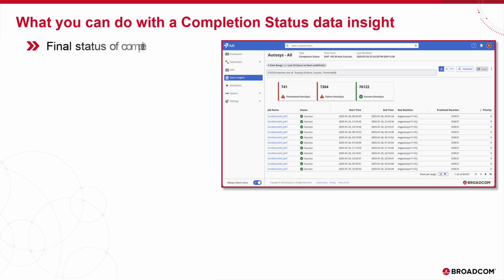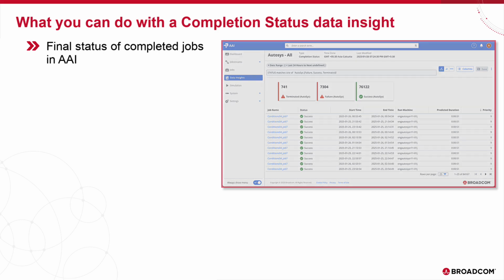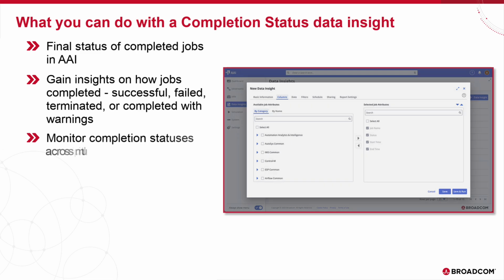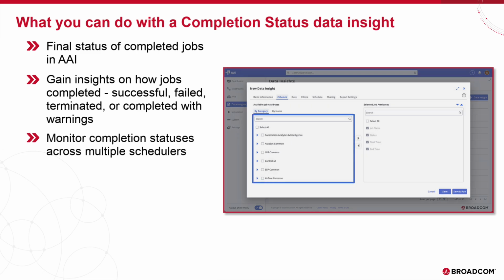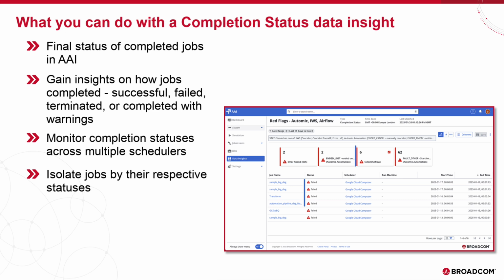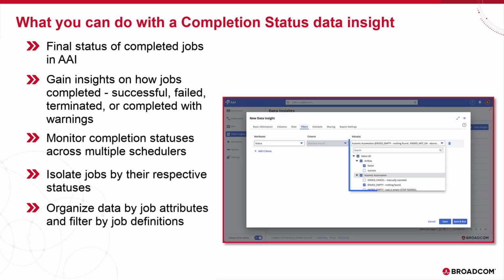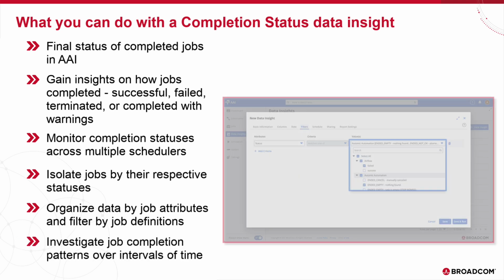The completion status data insight gives you an overview of the final status of all completed jobs in AAI. With a completion status data insight, you can gain insights into how jobs have completed, whether they were successful, failed, terminated, or completed with warnings. You can monitor how jobs ended across multiple schedulers. Isolate jobs by their respective statuses for focused analyses. You can organize your data by specific job attributes and filter by job definitions. And investigate job completion patterns over intervals of time.